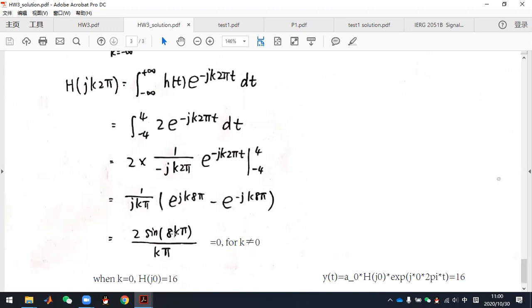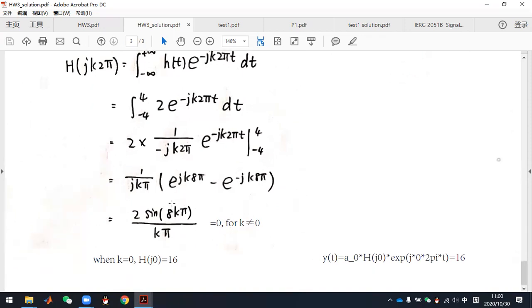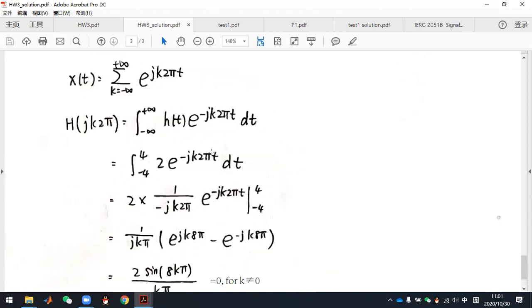Two sine 8 k pi over k pi. So we can make some further observations. We see that when k takes any other integer value, the numerator is always zero. So the result is zero for k not equal to zero. When k is equal to zero, this term will become one.